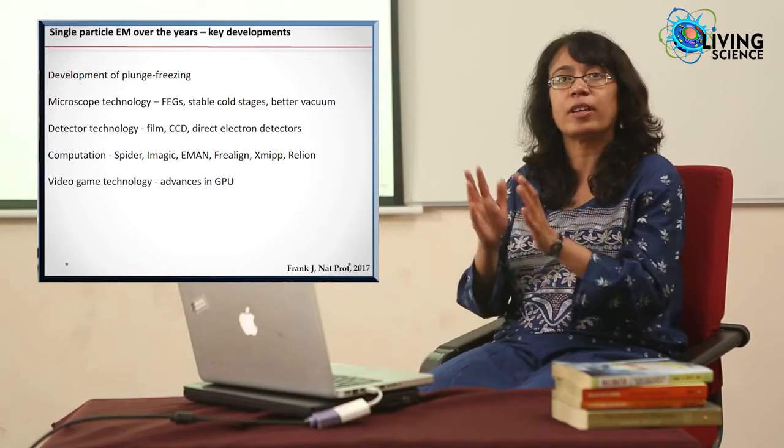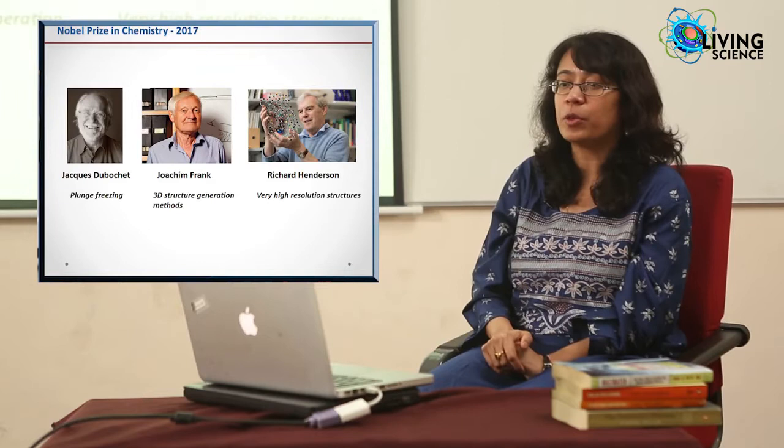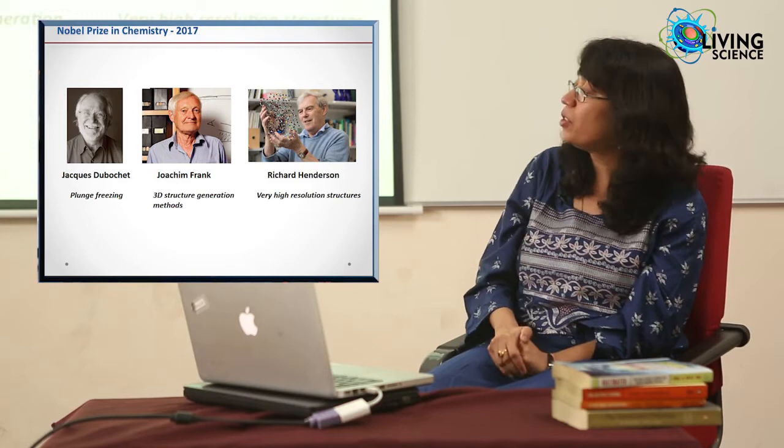So cryo-electron microscopy was awarded the Nobel Prize in Chemistry in 2017, as I've been mentioning. And these are the three pioneers who were awarded. Jacques Dubochet developed the plunge freezing technique.